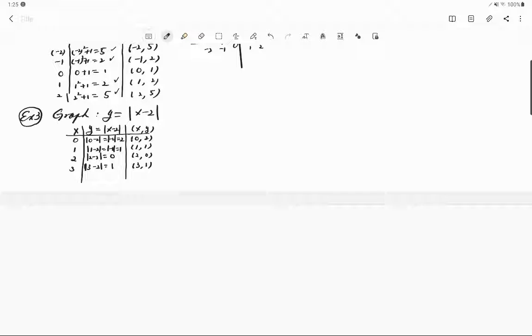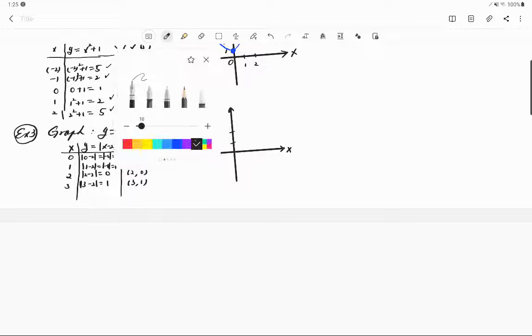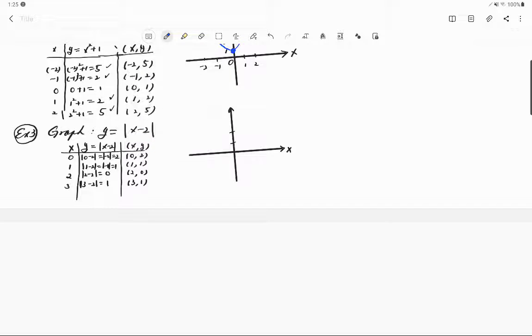So using these ordered pairs, let's graph it. So draw a horizontal line, which is the x-axis, and the y-axis. Okay, so from here, let's plot it. When x equals 0, y is 2. And x equals 1, then y is 1. x equals 2, y is 0. x is 3, then y is 1.